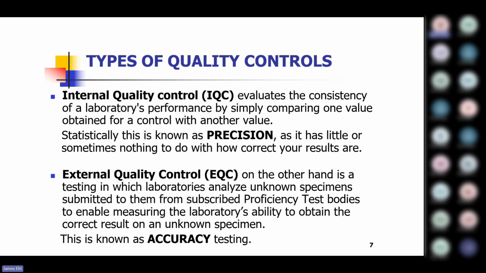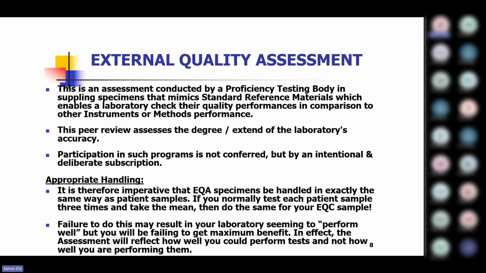Then by the time they pull out those data, as we will see later, it tells the degree to which your result is in agreement with the target value. That helps you to know how accurate you are or how far you are from accuracy. So EQA helps you to assess accuracy, while the internal control helps you to assess how precise your systems are.